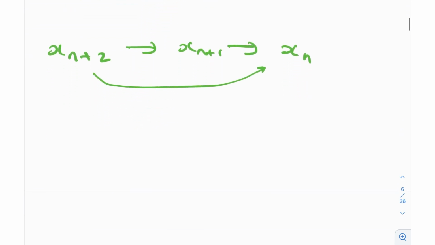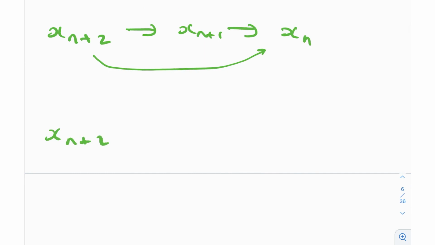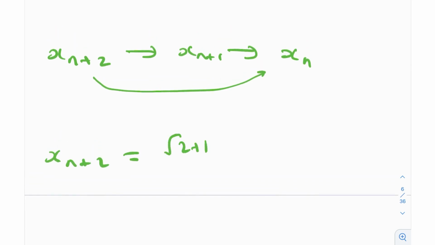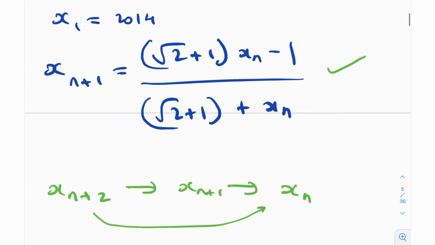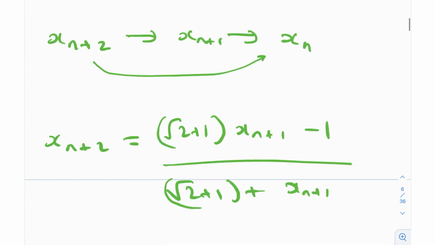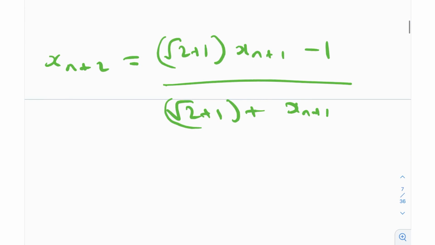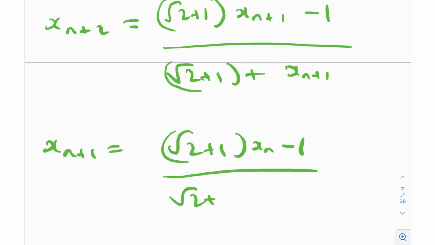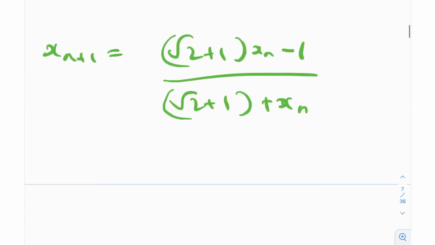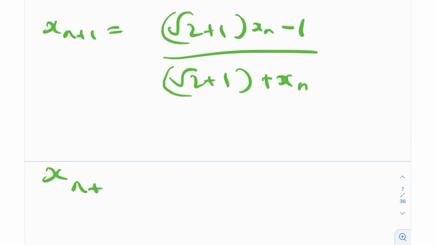Great. So xn plus 2 would be nothing but (root 2 plus 1) times xn plus 1 minus 1, divided by (root 2 plus 1) plus xn plus 1. How did I get that? Well, I just replaced n with n plus 1 in the given relation, and I got xn plus 2, pretty standard stuff. And now what? I know for a fact that xn plus 1 is (root 2 plus 1) times xn minus 1, divided by (root 2 plus 1) plus xn. And if I plug that into this equation over here, I'll get something a little bit weird, a little bit complicated, but something that we can actually deal with.